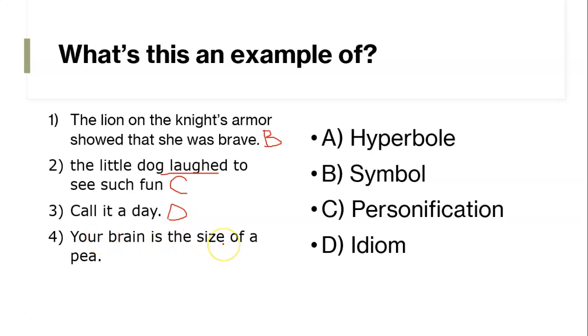Okay, your brain is the size of a pea. You would not be alive if your brain was actually the size of a pea. So that's a hyperbole. Okay, you think you got it? Log into Canvas, do the Nearpod. Take your time, the Nearpod will be a grade, and it's also practice for the figurative language test you will have next week.